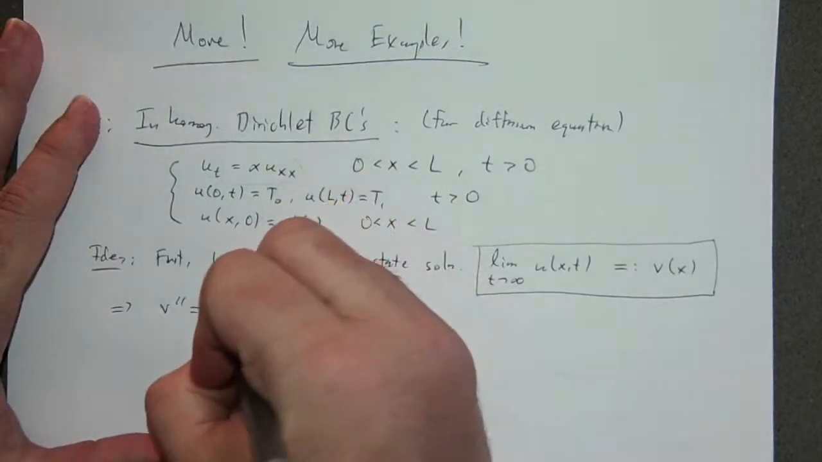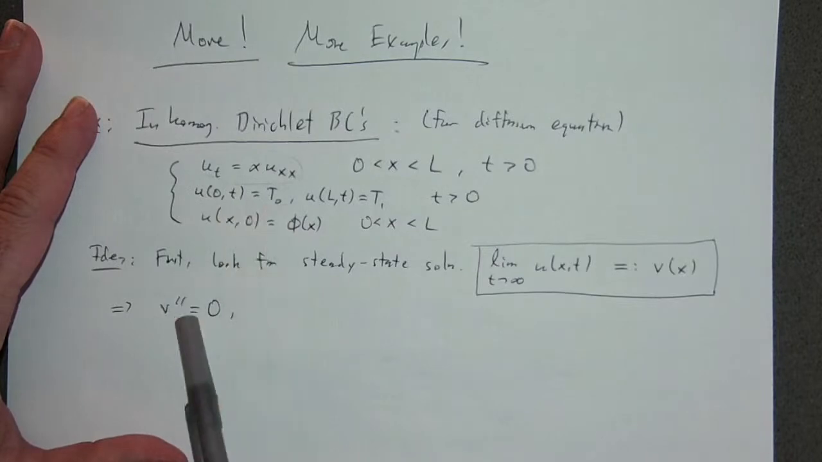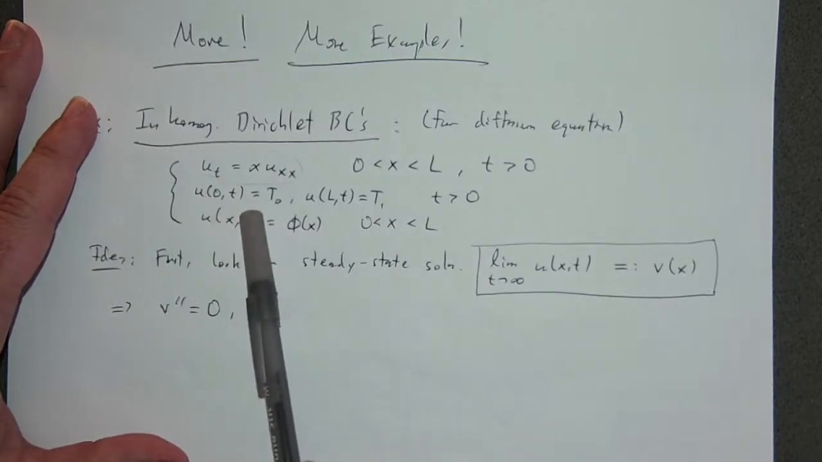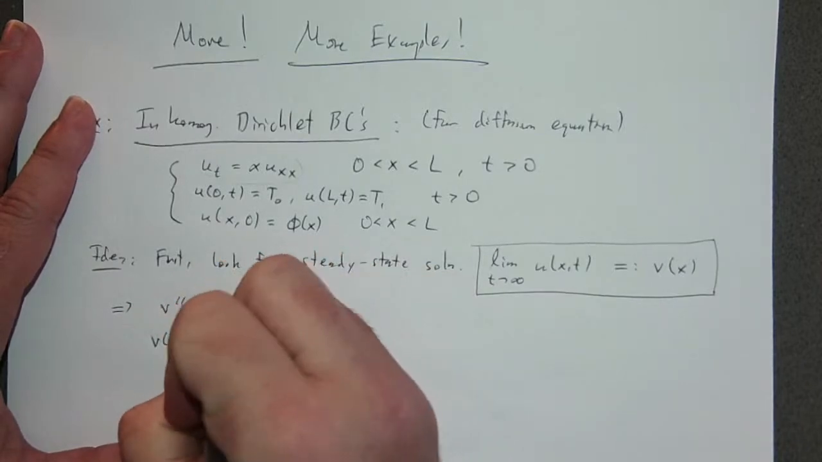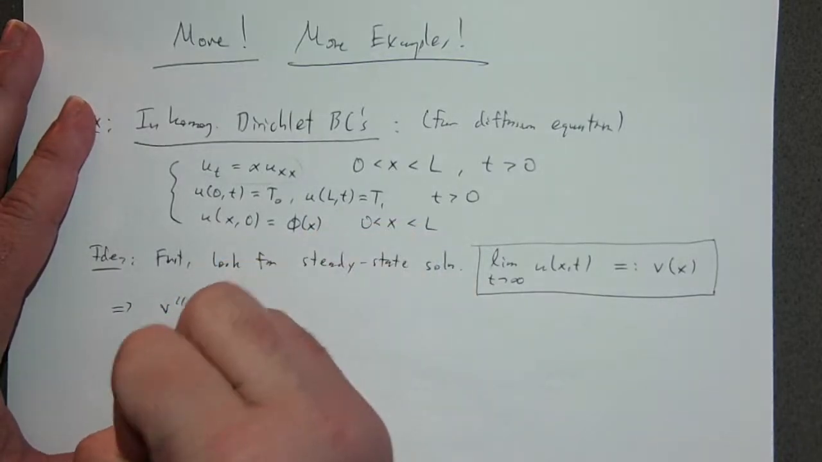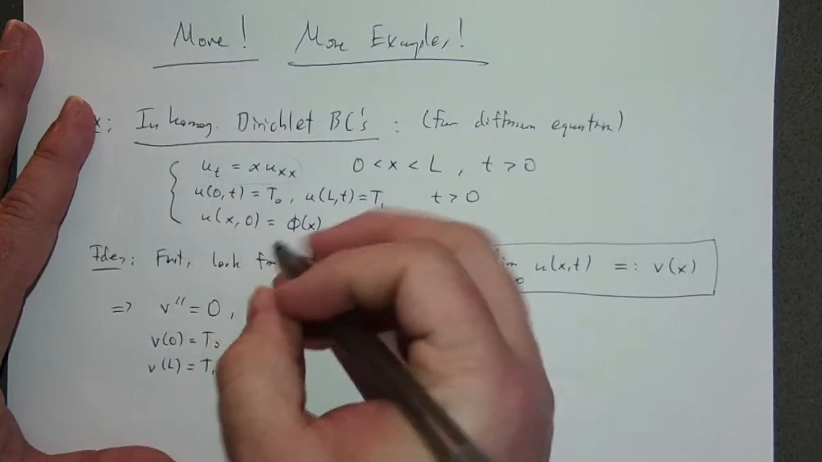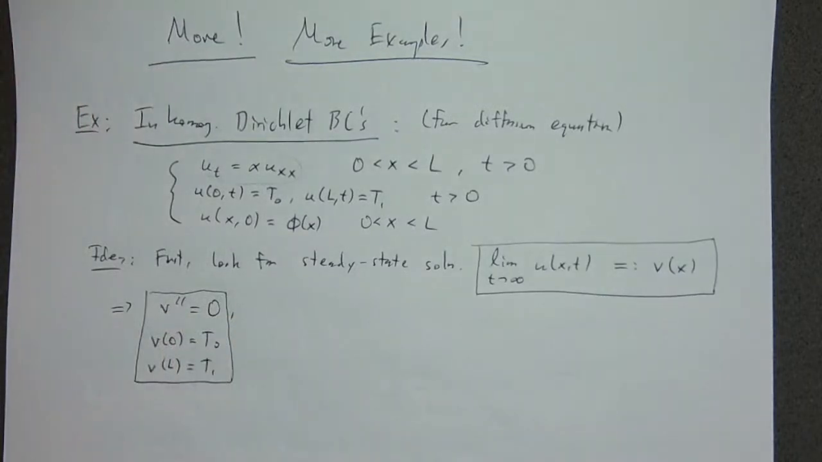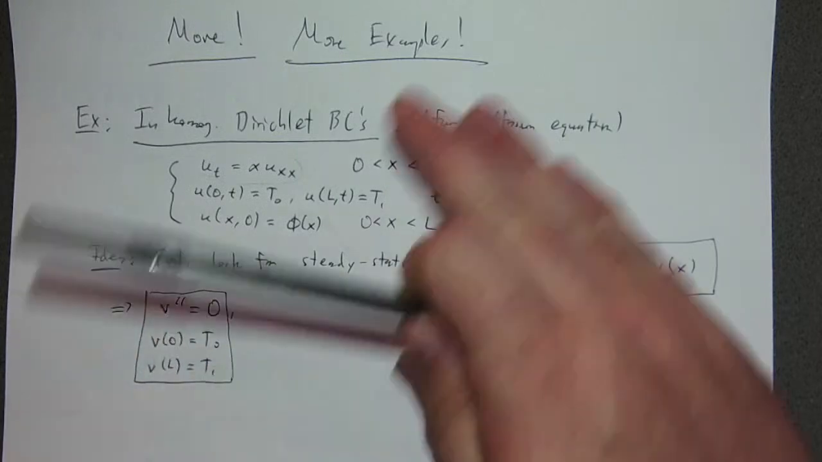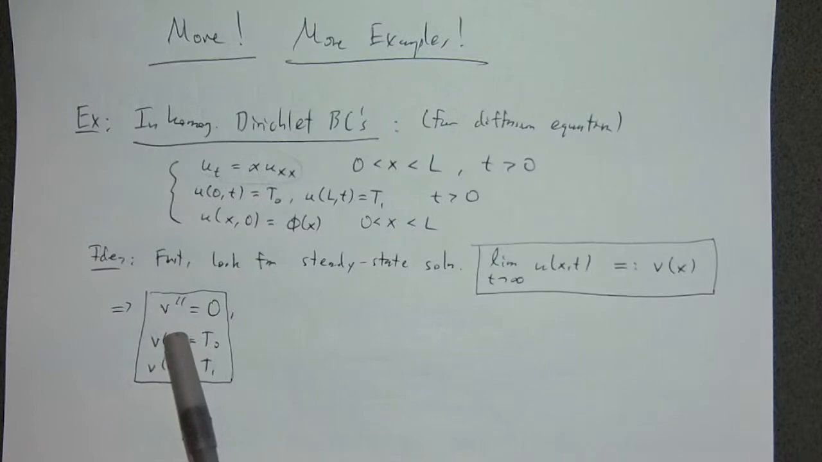But v double prime is equal to 0, and I have conditions here, which are v of 0 is equal to T naught, and v of L is equal to T1. Now, you might say to yourself, wait, you just called those initial conditions. Those are boundary conditions. They're not initial conditions. Well, yeah, they're not initial conditions, but I have moved on to this world of, forget about all this stuff, I have an ODE.